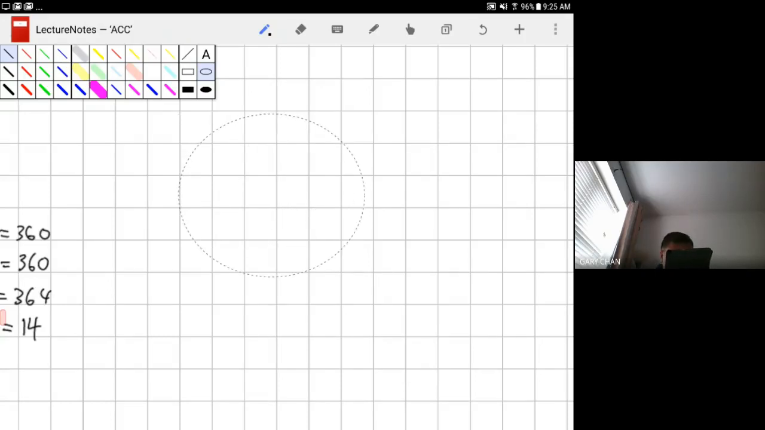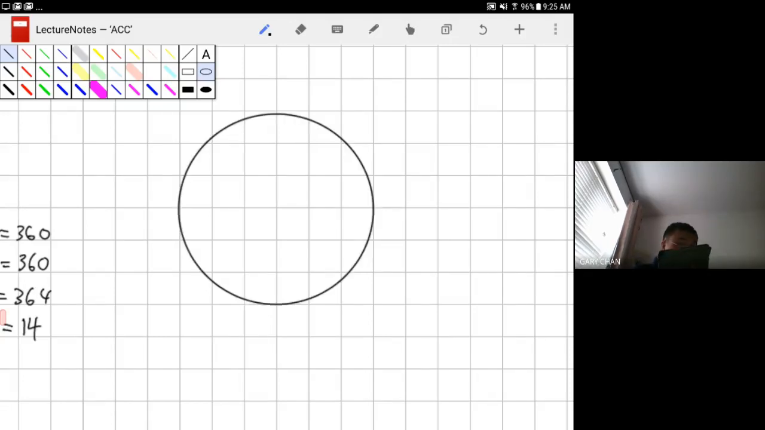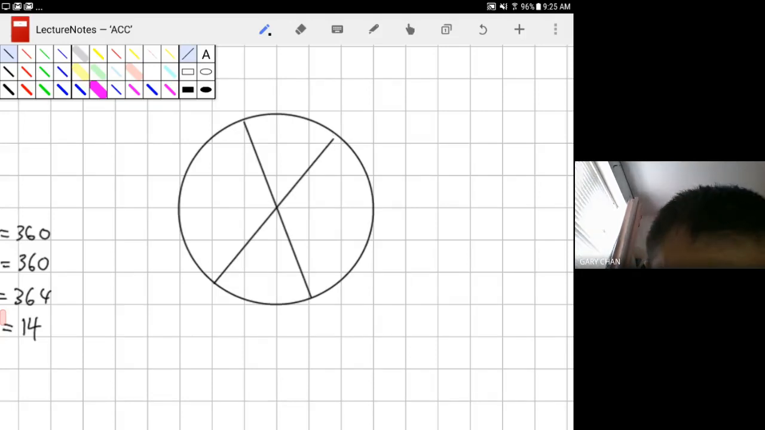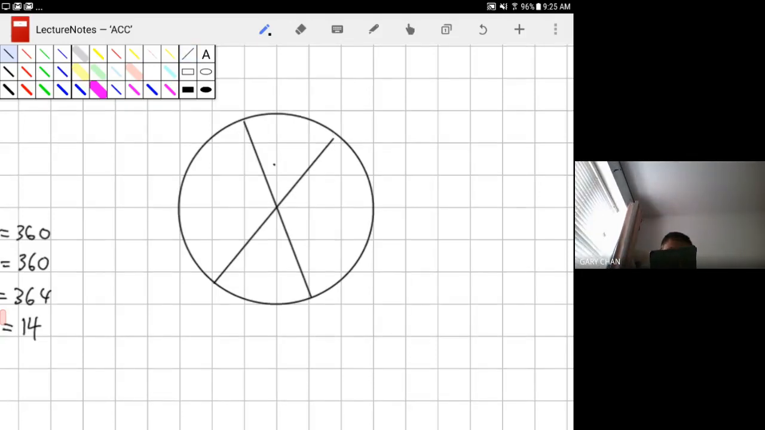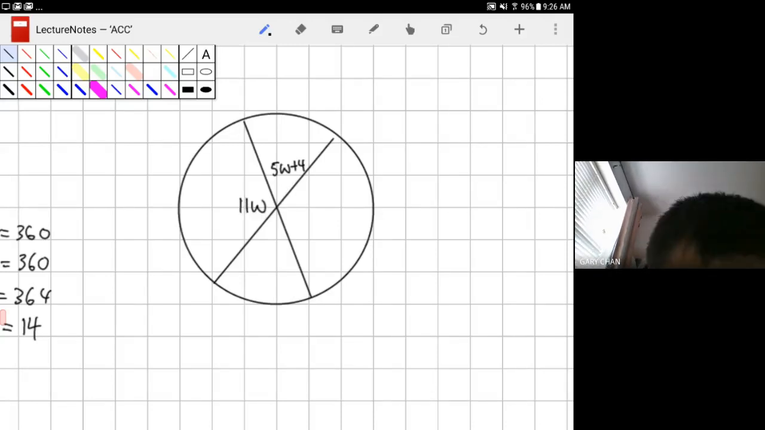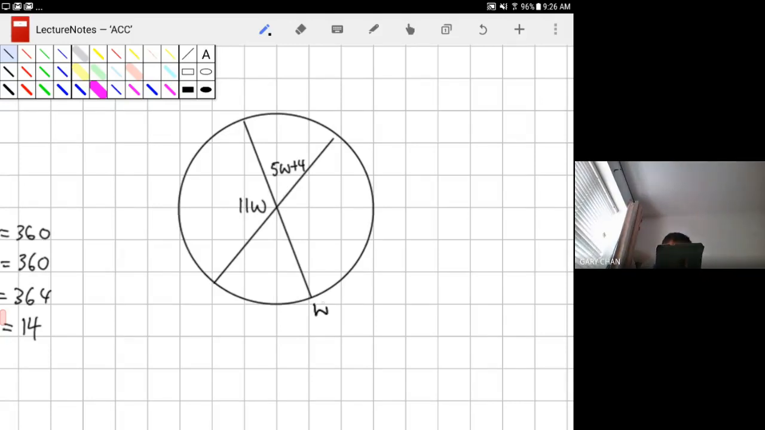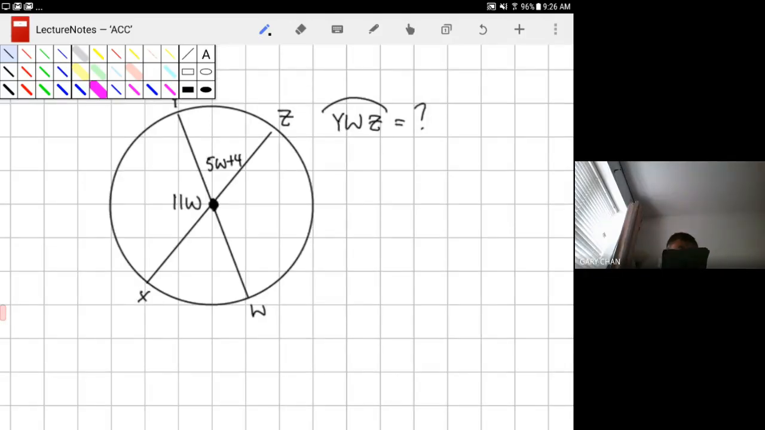So it looks something like this. And we have two diameters. And this is 5W plus 4. And then the other one is 11W. And we got to figure out what W, X, Y, Z. And we're looking for the arc WYZ. Okay, so what's the strategy here?